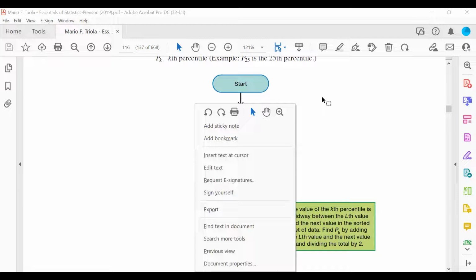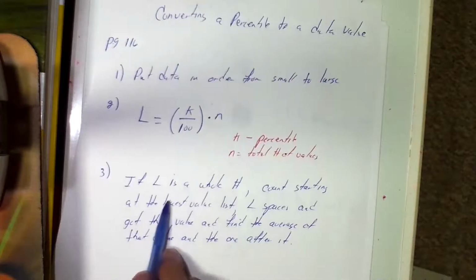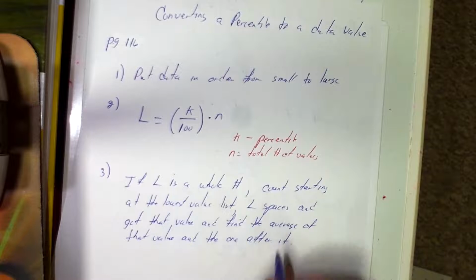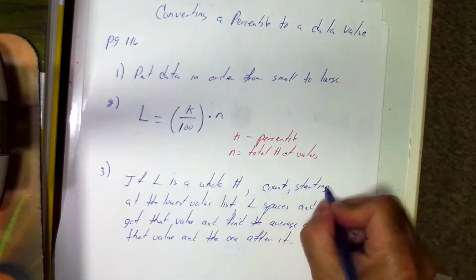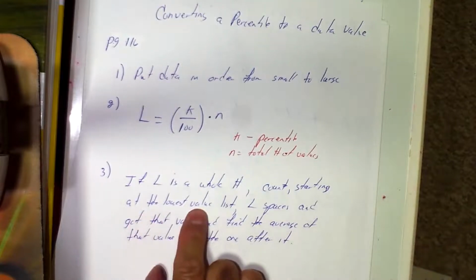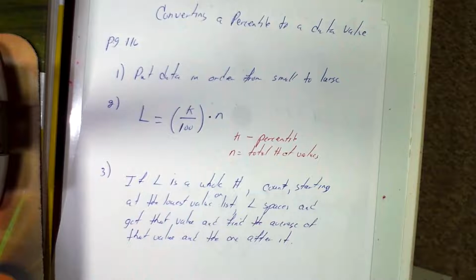So let me share my screen so you guys can write it. All right, so this is what you do. If L is a whole number, you're going to count, starting at the lowest value on the list, L spaces, and get that value and find the average of that value and the one right after it.